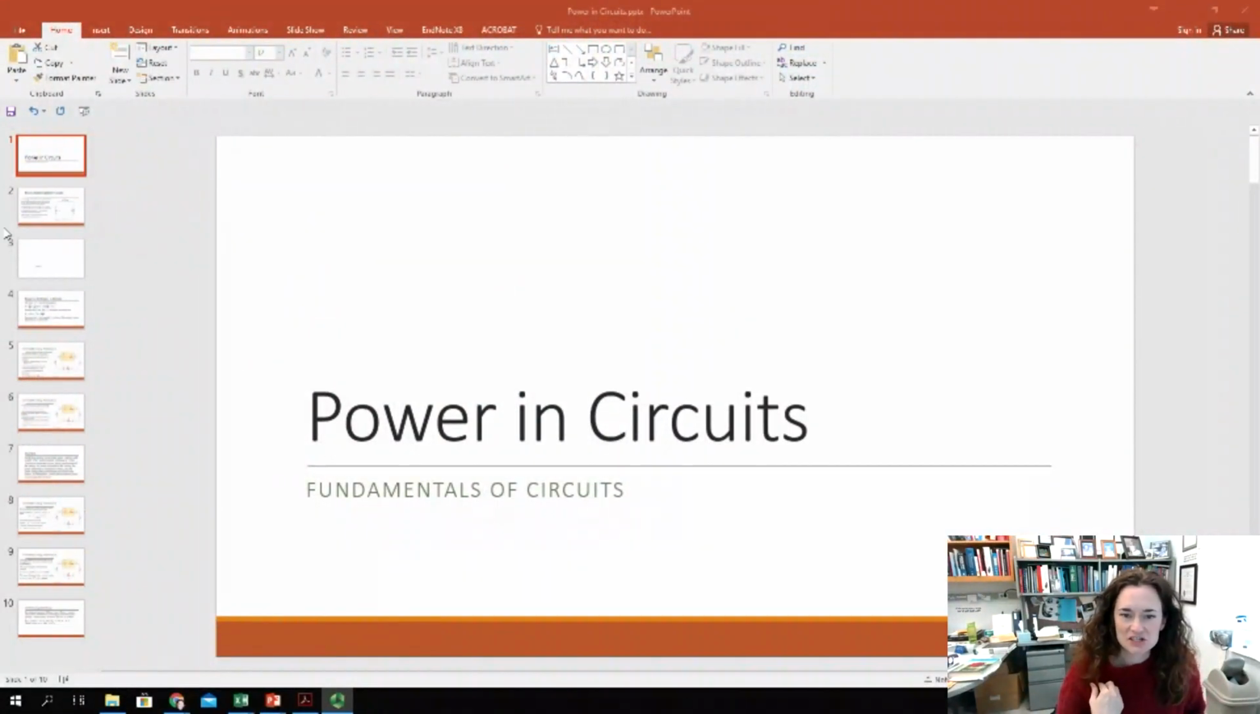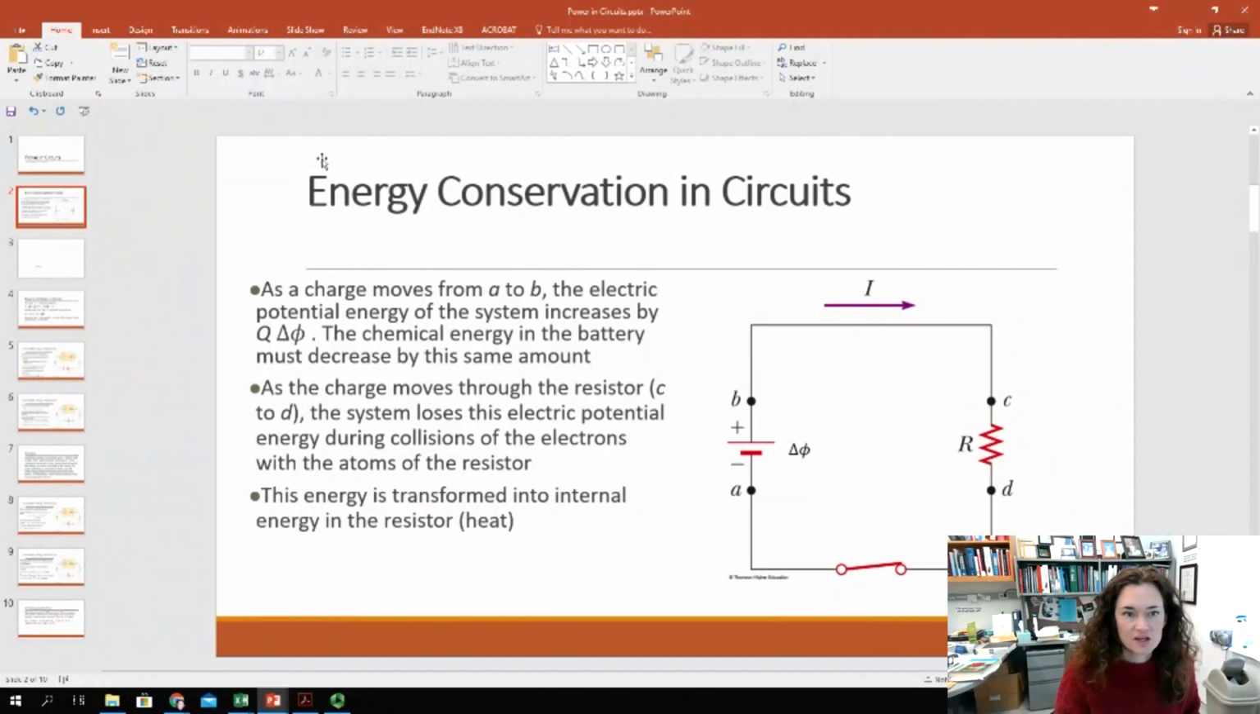So I'd like to talk to you now about power in circuits, and this is getting back to our idea of fundamentals in circuit analysis. So first I'd like to talk about how energy is conserved in a circuit. Let's say that you have a simple circuit with a battery hooked to some kind of resistance.